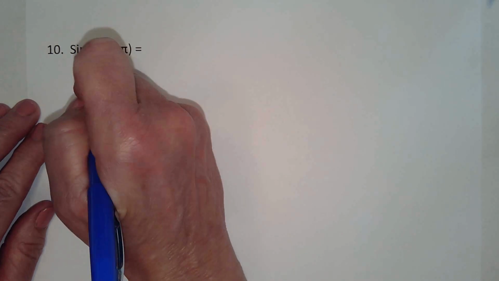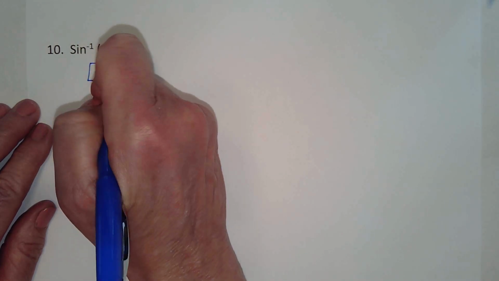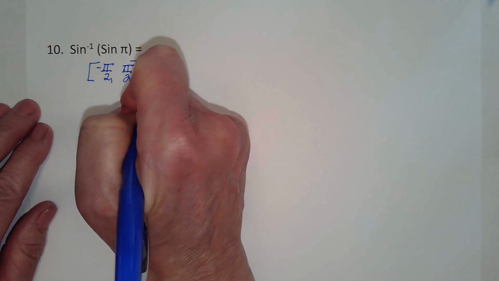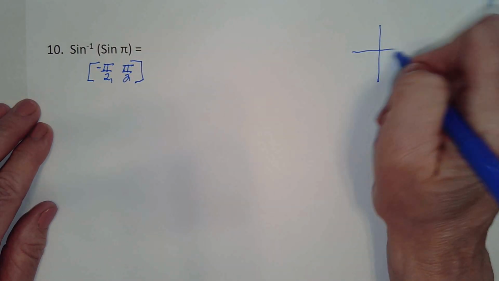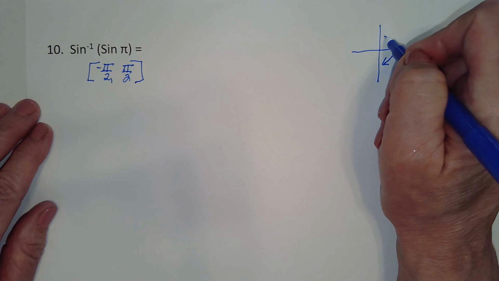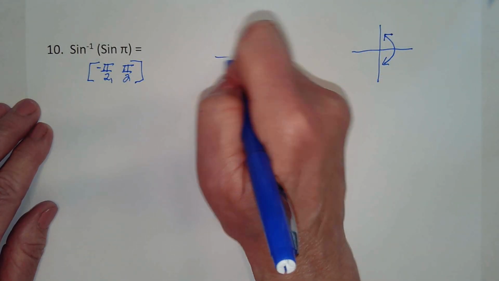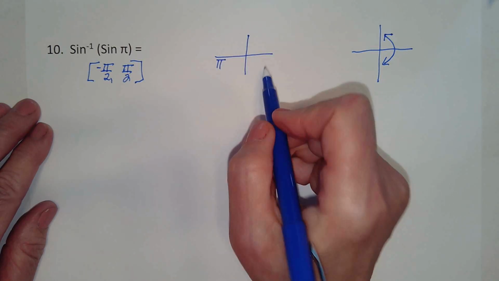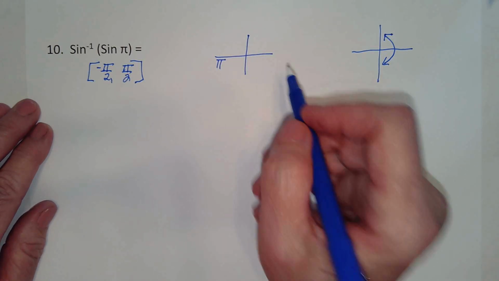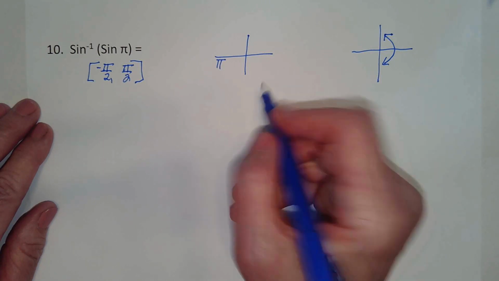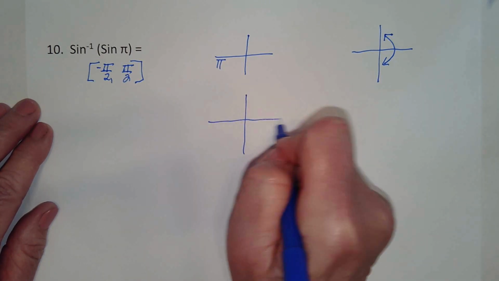Sine inverse of sine of pi. For the angle to be inside the domain, it must be between negative pi over 2 and pi over 2. That falls in the first and the fourth quadrants. The angle pi is not inside the domain. Pi does not have a reference angle. It is a quadrantal. Let's look at the quadrantals.